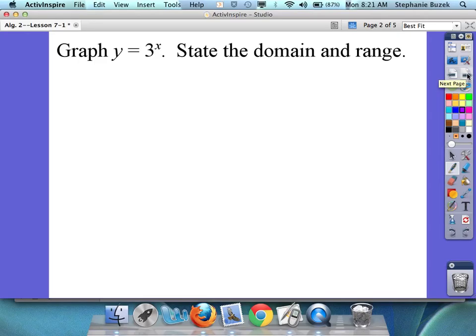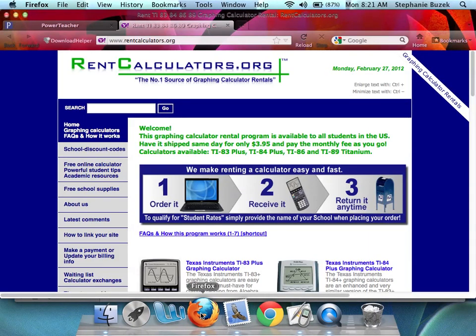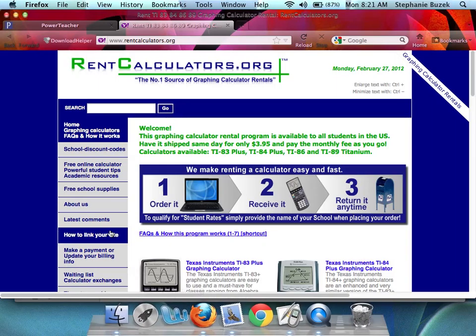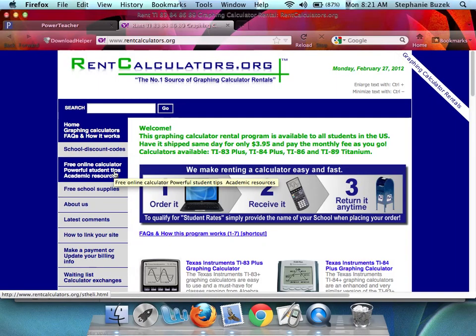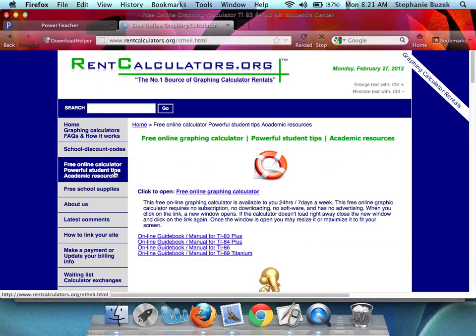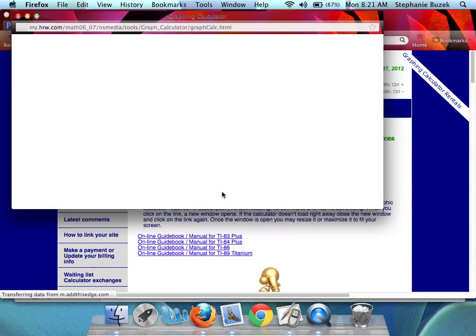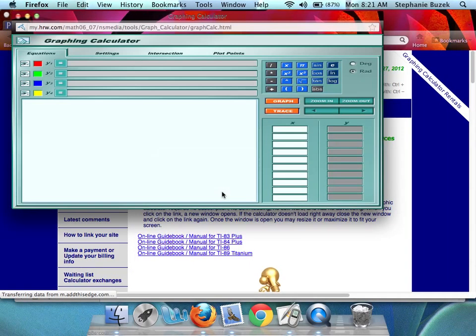So if you want to go ahead and go to the rentcalculators.org, okay, go ahead and go to the site rentcalculators.org, which is where we've been before. Remember to select the free online calculator on the left side. And once you select that, select the free online graphing calculator. Okay, so rentcalculators.org, the free online graphing calculator, and then you should get this.